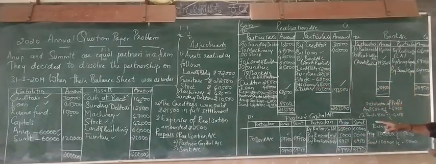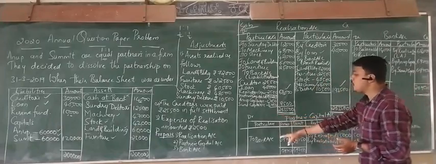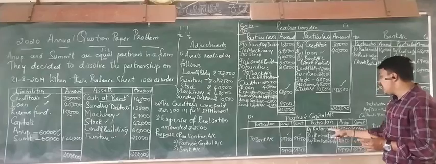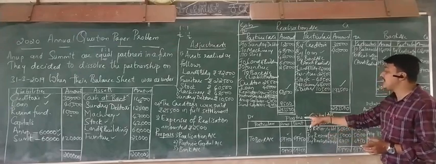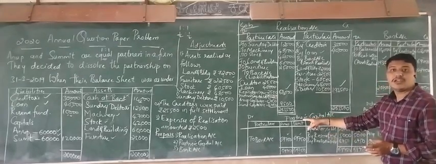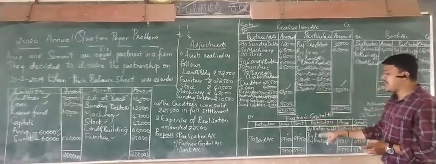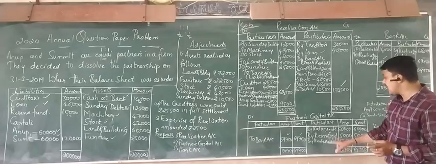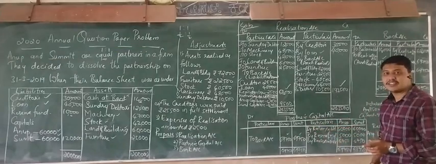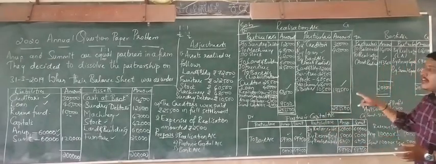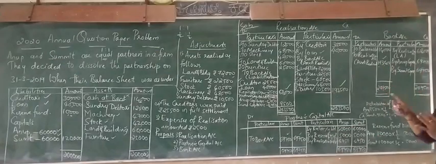Similarly, partners capital account debited to bank account. Here reserve fund account debited to partners capital account. That is Anup's capital as well as Sumit's capital. This account gets debited and this account gets credited. So this is a shortcut for how you can frame the journal entries.